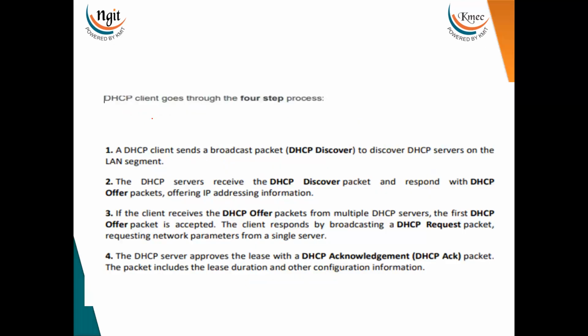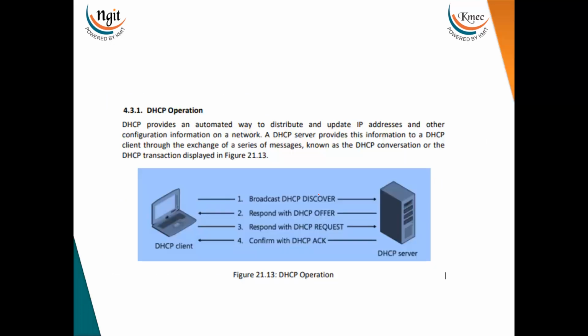Here is the four-step process for the DHCP client. The DHCP client sends a broadcast packet to discover the DHCP service on the LAN segment. Next, it gives the request and gets the offer. From there it sends the request, and finally the DHCP client gets the reply back from the server.